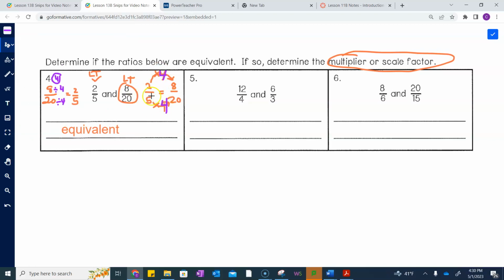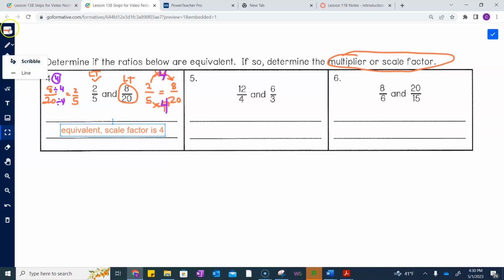I'm going to write that in a different color so we can see that 4 better. So that's what we need as our multiplier to go from one fraction to another. So the scale factor, because they're equivalent, there will be a scale factor, and it is 4. So I've answered both parts to that question. Are they equivalent? And if they are, you need to find that scale factor. What are we going to do to one fraction in order to create the other? And it's a multiplier or a factor.